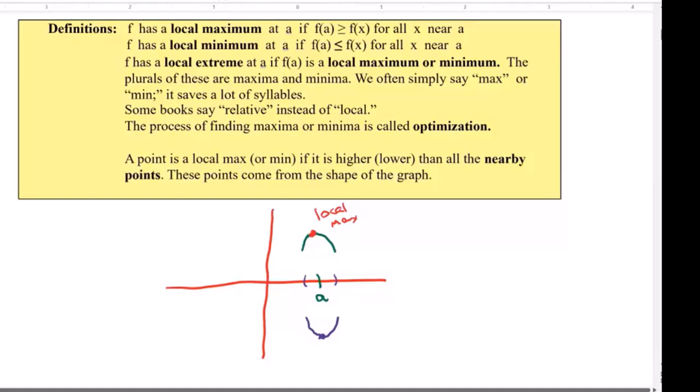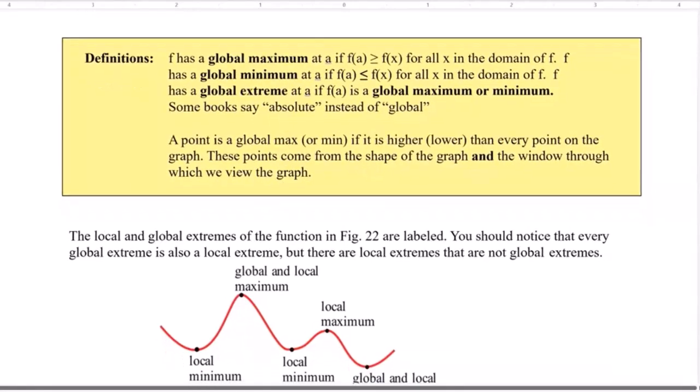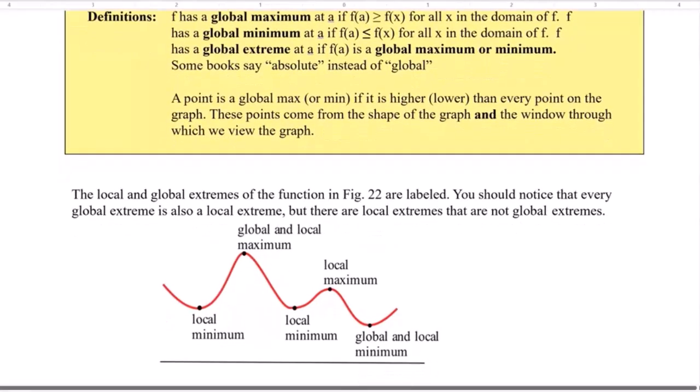A point is a local max or min if it is higher or lower than all the nearby points. These points come from the shape of the graph. Now we have another definition, and it's called a global maximum. A global maximum is at a, if f(a) is greater than every other f(x) for all the values in the function. So notice, let's just talk about it instead of reading.